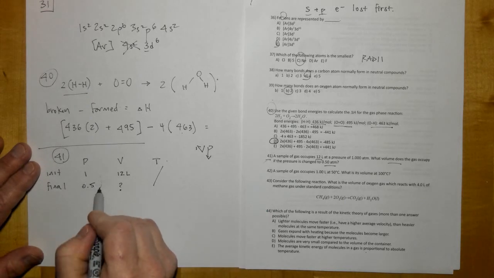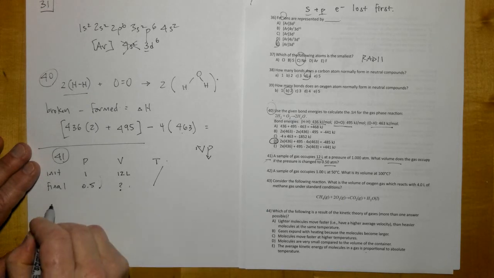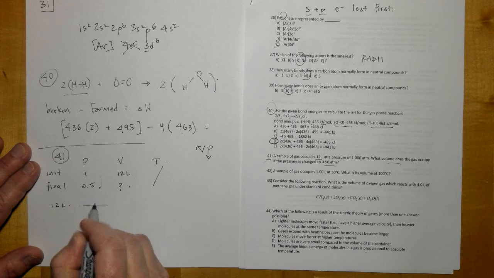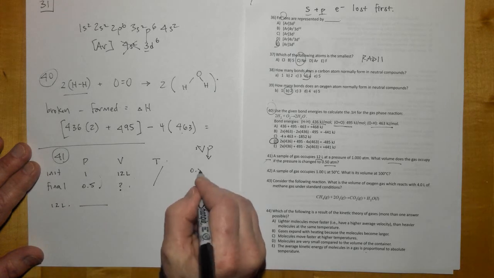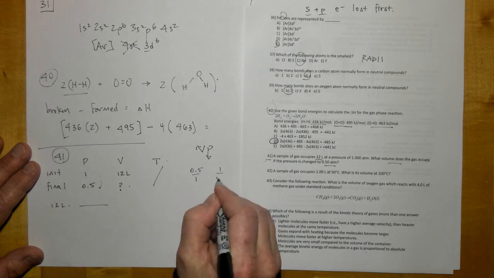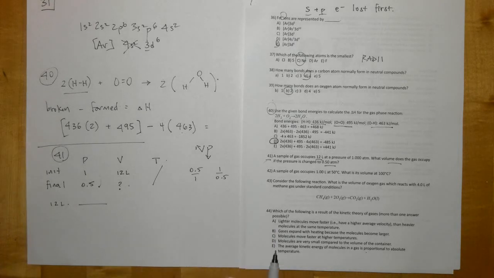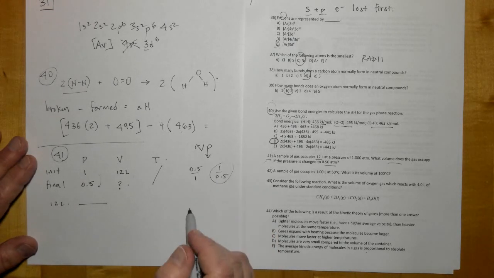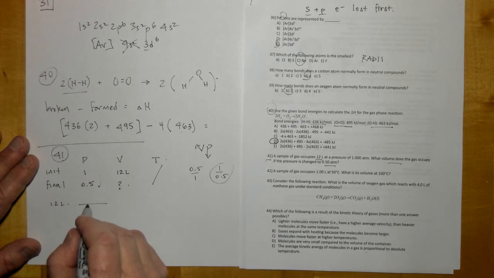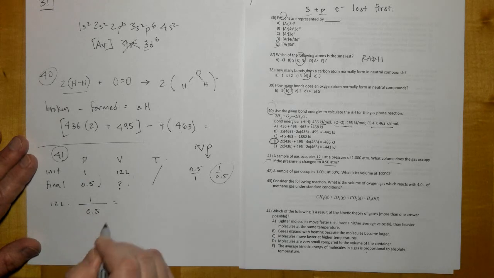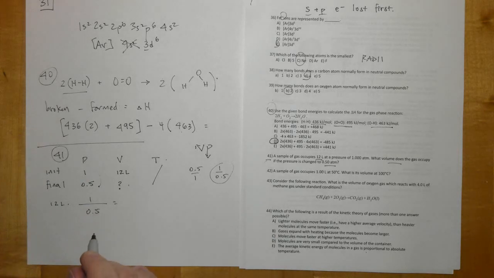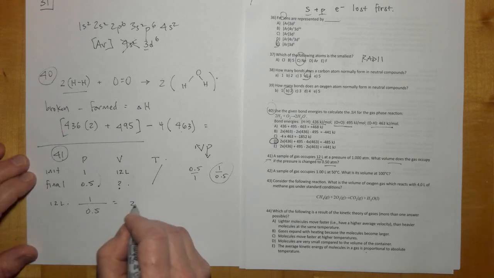The pressure goes down, so that means the volume's got to go up. So 12 liters times a ratio to make it get bigger, and your choices are 0.5 over 1 or 1 over 0.5. Which one's going to make it get bigger? Hopefully you chose the one that is the larger fraction, so 1 over 0.5. And we end up with 24 liters.